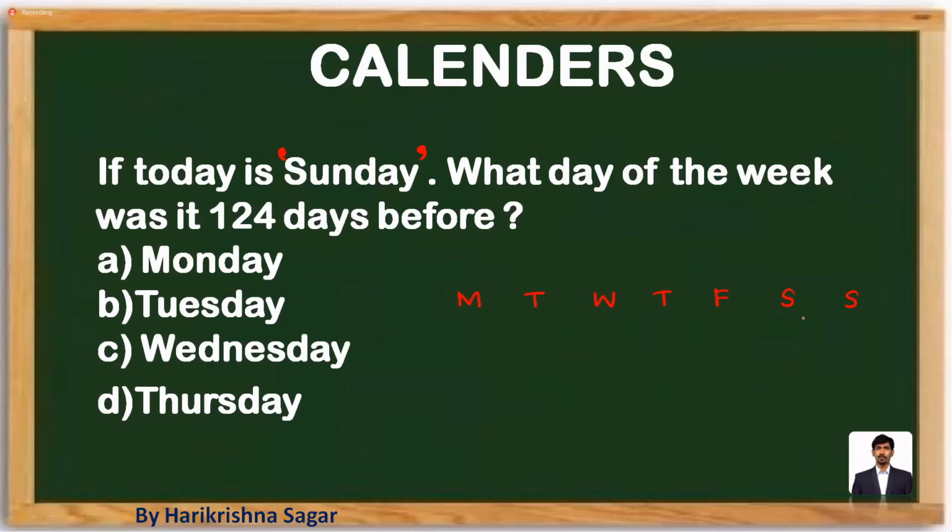Today is a Sunday. Highlight Sunday. What is the day of the week 124 days before? Before is talking about the past, so you go in the backward direction. What is 124 days? 124 divided by 7. 7 seventeens are 119. We are left with a remainder of 5. So we have to go back by 5 days from the reference. The reference is Sunday. 1, 2, 3, 4, 5.